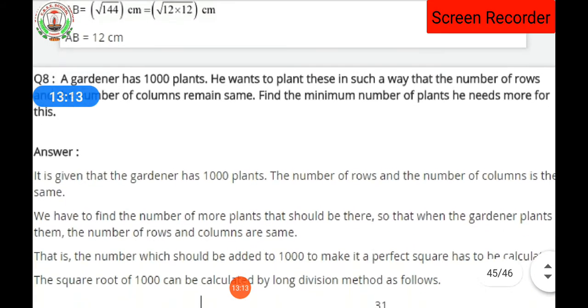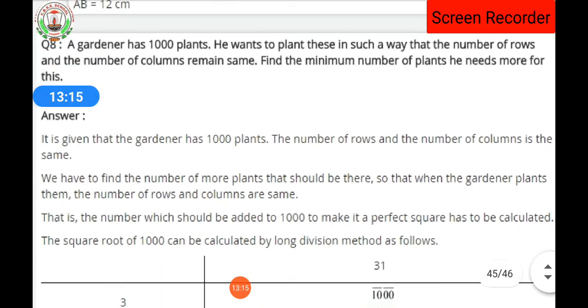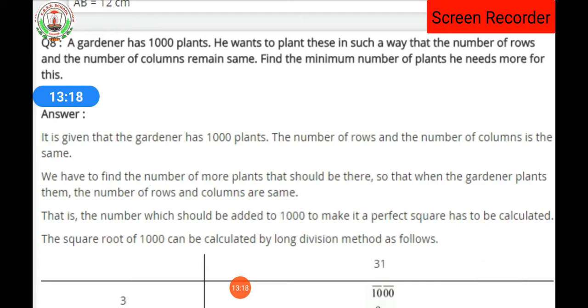Now we have question number 8 here. In question number 8 it is said that a gardener has 10,000 plants. He wants to plant them in such a way that the number of rows and the number of columns remain the same. Find the minimum number of plants he needs more for this. Now here, as I had explained to you beforehand also, before pre-midterm, this chapter is over. So as this is a revision class, we will just go through question 8, that is, a gardener has how many total plants? 1000 total plants he has.